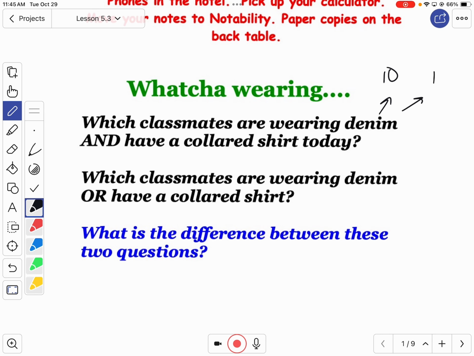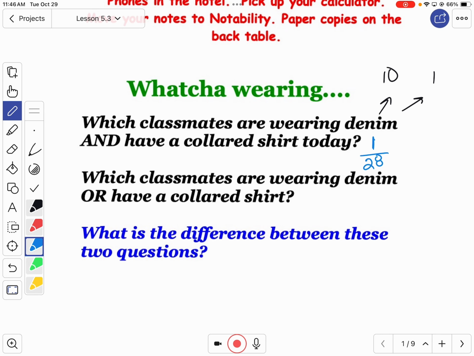So let's talk about the difference between these two questions. All right. So who's wearing denim and a collared shirt? So that means you got to have both things on, right? Well, there's only one person doing that. Who is it? Marshall. Out of, I think there's 28 of us in here today.